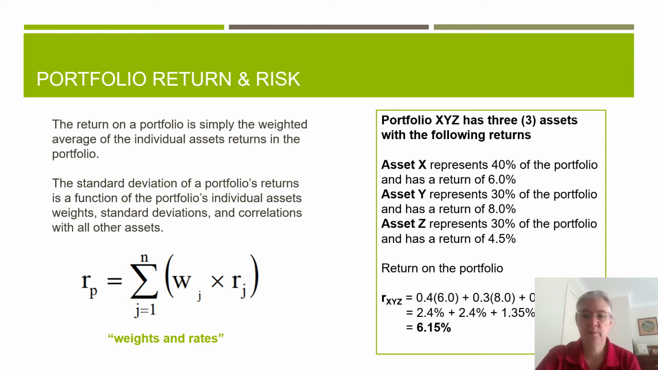So for the return on the portfolio, you take each asset. So X, 40%, 0.4 times 6. Y, 30%, 0.3 times the return, 8. And then Z would be 0.3 times 4.5. Add all those up, and you get the total return for our combined portfolio of XYZ, 6.15%.